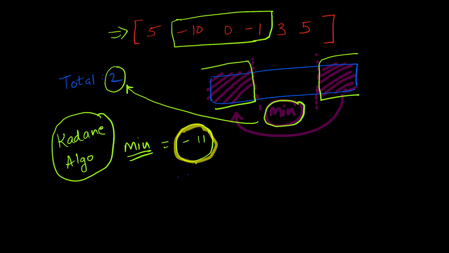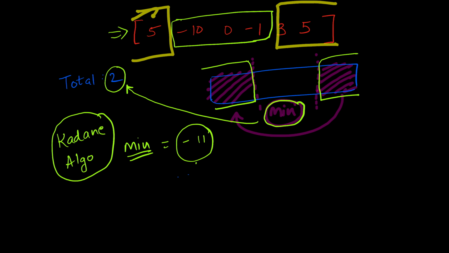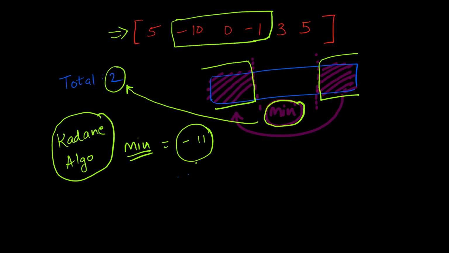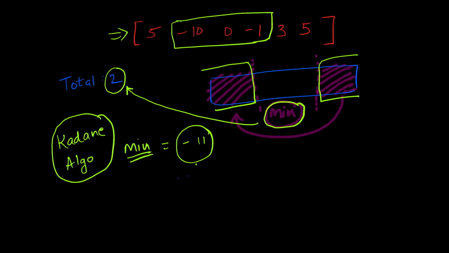Now I can compare the minimum subarray total with the total of all of the elements, and the difference between the two values should give me the total of the circular subarray, which includes the remaining elements like the 5 from the start and 3 and 5 from the end. This is how we can solve the circular subarray problem using Kadane's algorithm. Let's walk through one more example to get a better idea of how we can implement this approach.